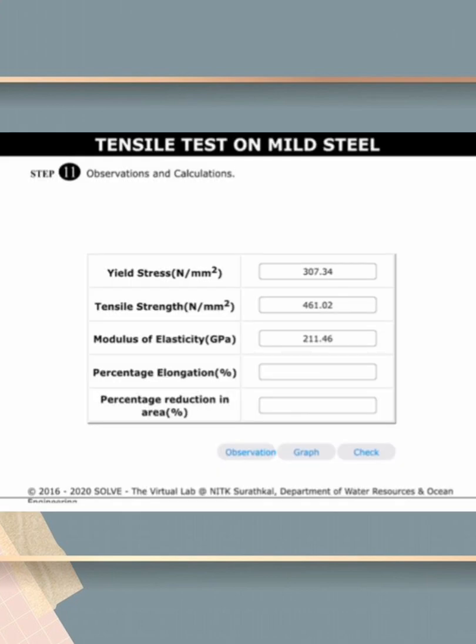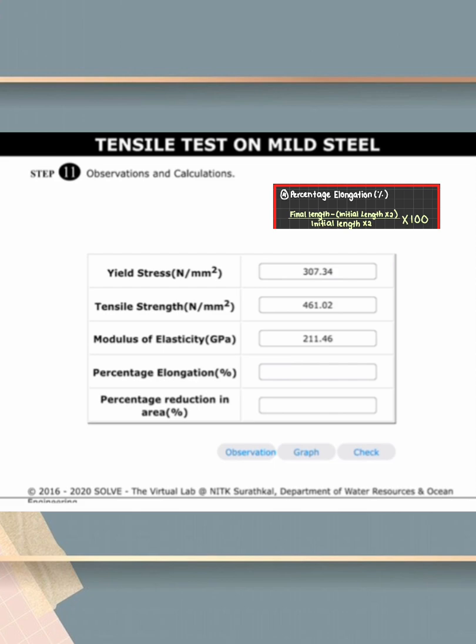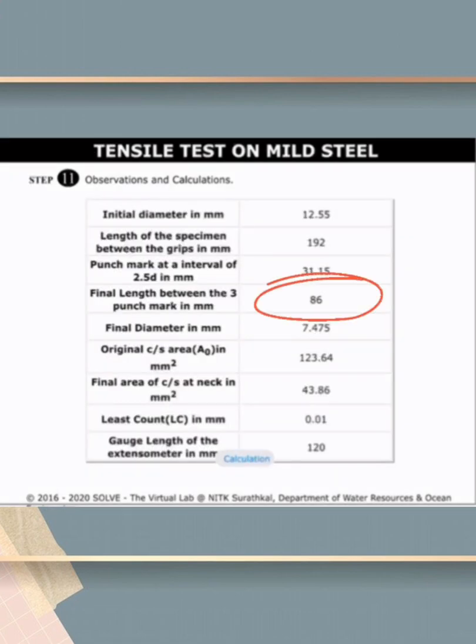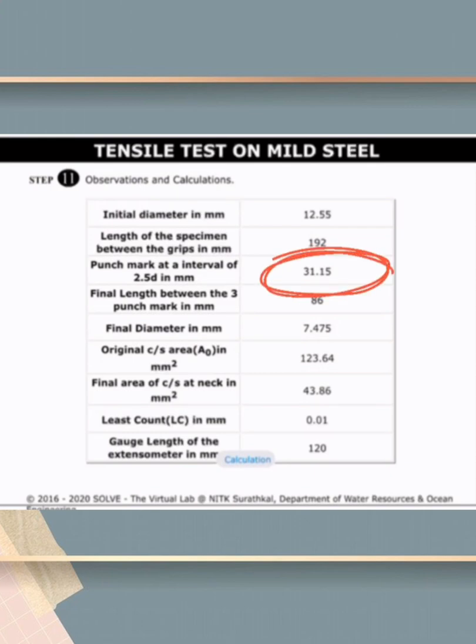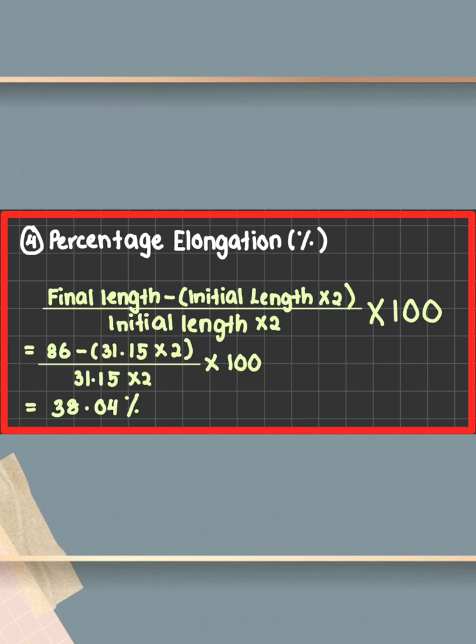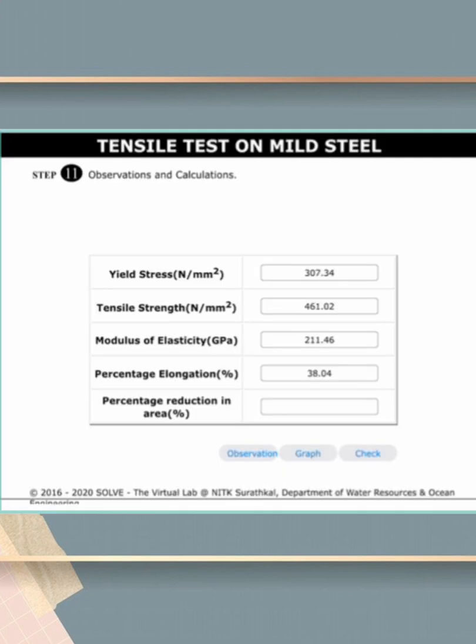Next, in order to find the percentage of elongation, we must use the formula final length minus initial length over initial length times 100. The value for final length is 86 mm and for the initial length is 31.15 mm. Substitute all the values into the formula and the final answer will be 38.04%.